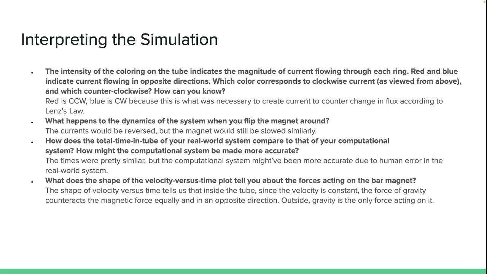How does the total time and tube of the real world system compare to that of the computational system? How might the computational system be made more accurate? So the times are pretty similar, but the computational system might have been more accurate because of the human error from measurement, timing, everything else.